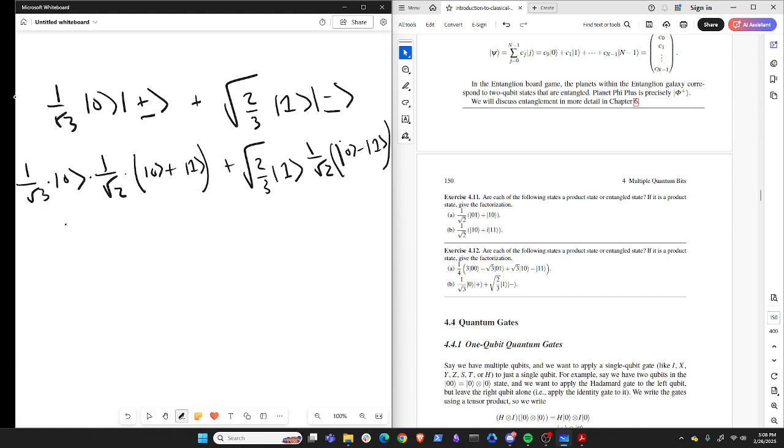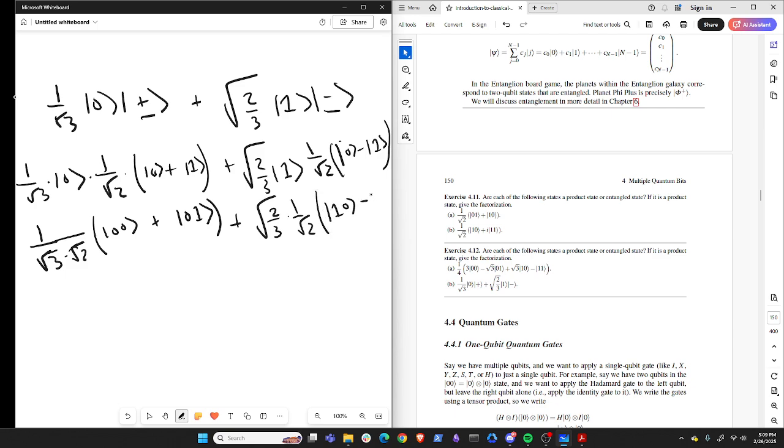So we can distribute through and then figure out what we have. So 1 over square root of 3 times square root of 2 over |0,0⟩ plus |0,1⟩, plus square root of 2/3 times 1 over square root of 2 times |1,0⟩ minus |1,1⟩.